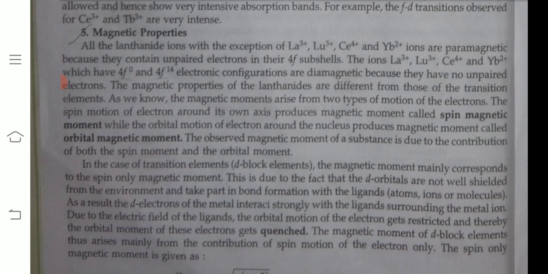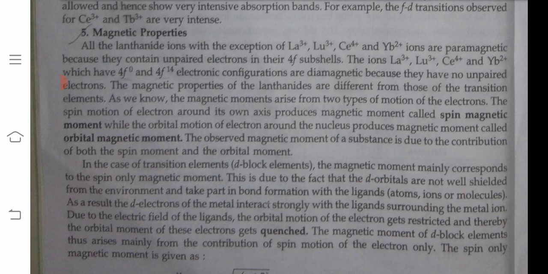Magnetic properties. All the lanthanide ions with the exception of La3+, Lu3+, Ce4+ and Yb2+ ions are paramagnetic because they contain unpaired electrons in their 4f subshell. The ions lanthanum 3+, lutetium 3+, cerium 4+ and ytterbium 2+, which have 4f0 and 4f14 electronic configuration, are diamagnetic because they have no unpaired electron.